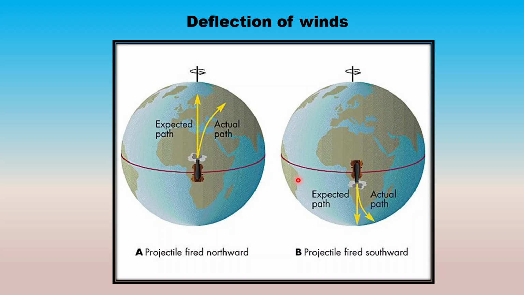Ferrel's law also states that any object or fluid which is moving horizontally in the northern hemisphere tends to be deflected to the right of the path of the motion, and in the southern hemisphere, the moving object will tend to be deflected to the left of the path of the motion.